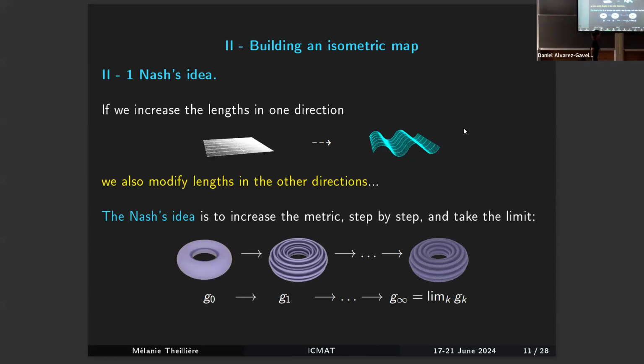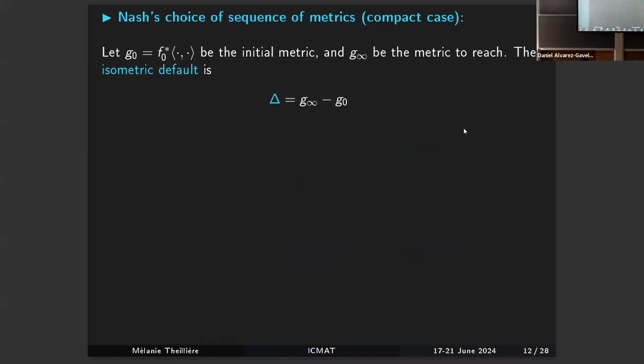So the Nash idea to control the error is the following. Okay, we have an error. Well, we will increase the metric step by step and take the limit. If we have an error, the error will decrease at each step and at the limit, the error goes to 0.